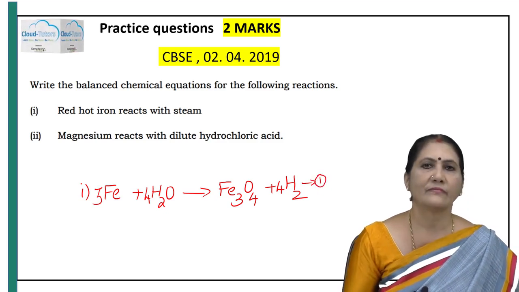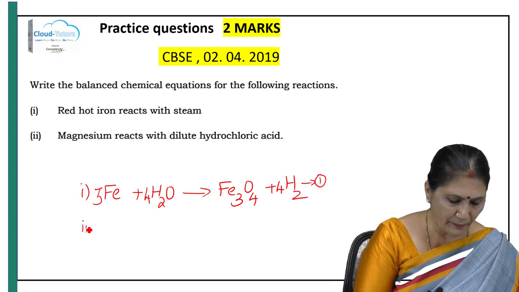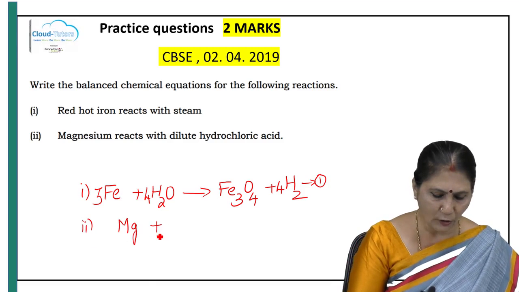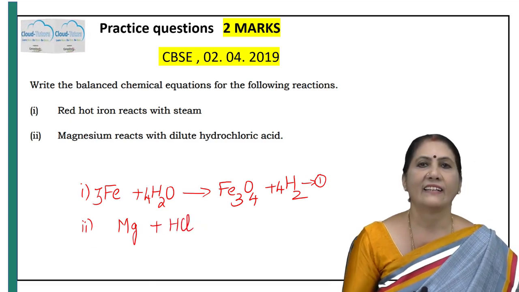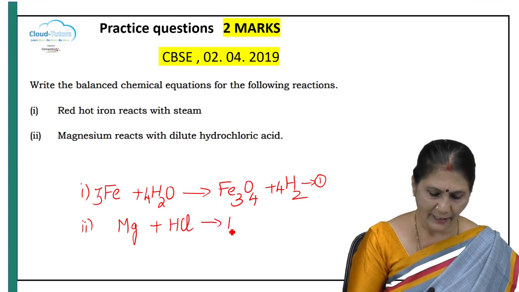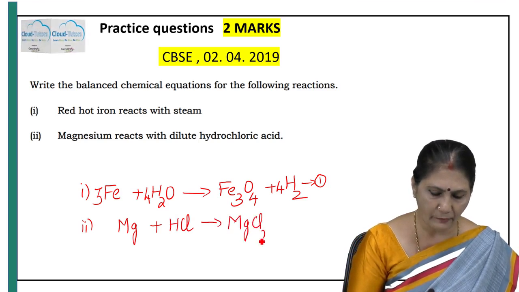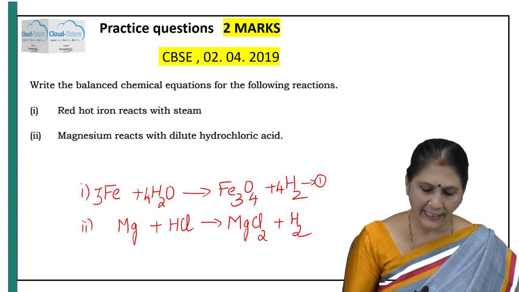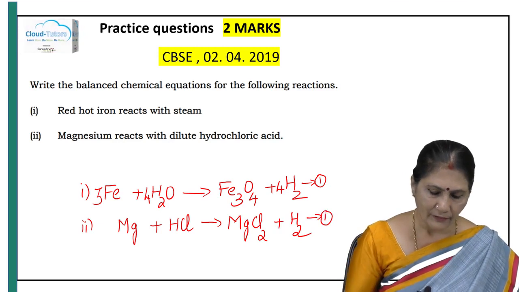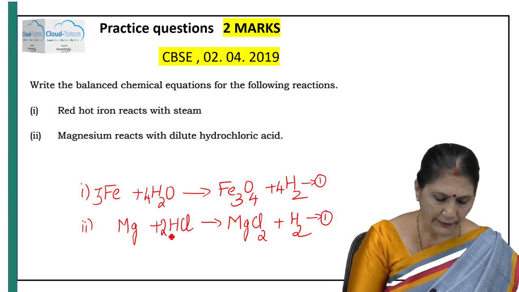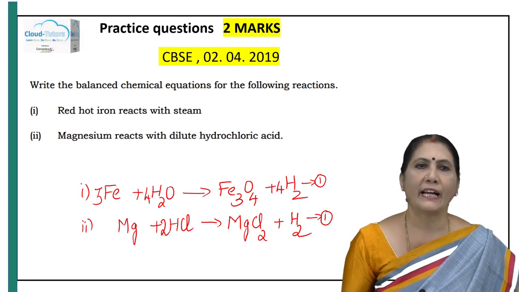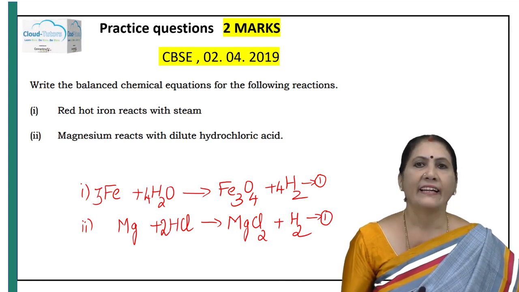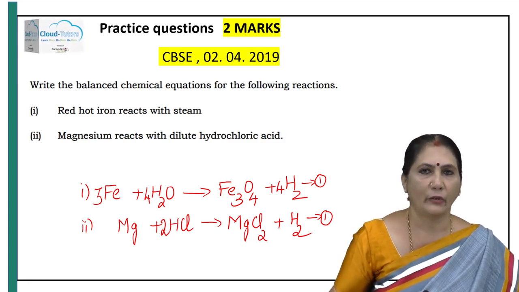Now, magnesium, Mg, reacts with dilute hydrochloric acid. It is HCl. It gives magnesium chloride, MgCl2, plus hydrogen. You have to balance, then only you will get your 1 mark. Now this equation is not balanced, so you have to put the number 2. So Mg plus 2HCl gives MgCl2 plus hydrogen is the balanced equation.